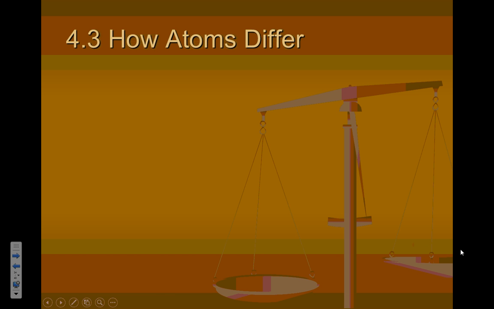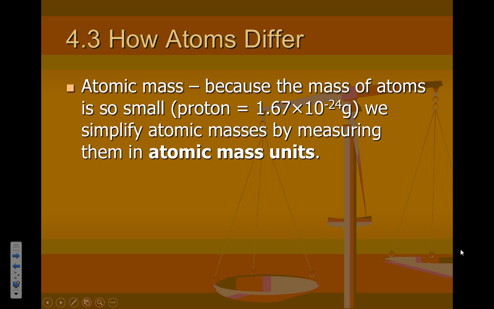Today we'll be looking at our last section of ideas from 4.3 in chapter 4, where we'll be looking at the idea of average atomic mass and how it's calculated. Because the mass of atoms is so small, remember proton, very small object, 1.67 times 10 to the negative 24th grams, we simplify atomic masses by measuring them in what we call atomic mass units.